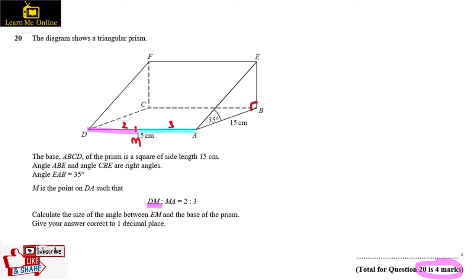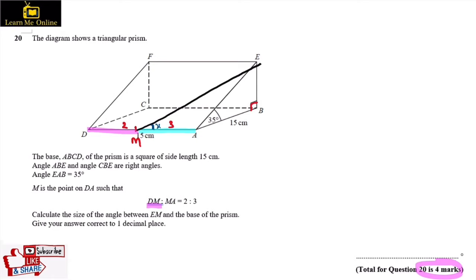Calculate the size of the angle between EM and the base of the prism. So I'm going to draw a line from E to M, which is this. Now we have got the line from E to M and the base of the prism. So we work out the size of the angle. Basically we are finding this angle here, and I'm going to label this angle as X.